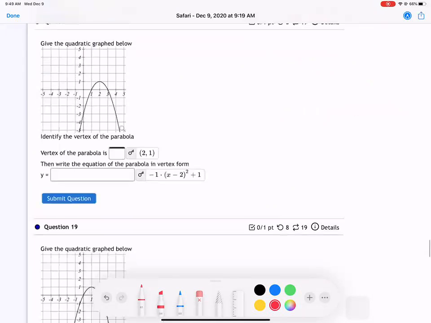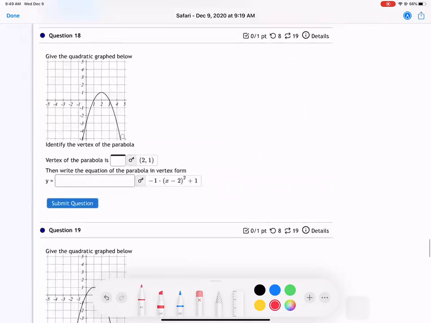Let's see if we can do the second one. Very similar to that. My vertex is 2, comma 1, right? X's and Y's, and that's what we want, 2, comma 1. And then they want us to write the equation of it. A(x - h) squared plus k.